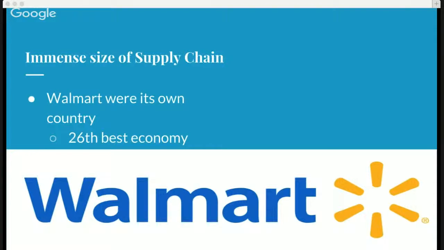So supply chain management is large. It is a very, very large job, task, corporation, you name it, it's large. And if you were to compare just a little bit of the responsibility of a supply chain management task, you could say that if Walmart were its own country, it would have the 26th best economy in the world, which means Walmart's dealing with a lot of money and a lot of product. And to know where every product is and where every product is going is a lot of responsibility.